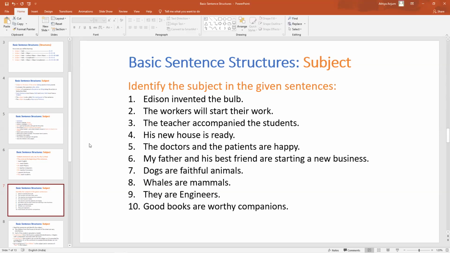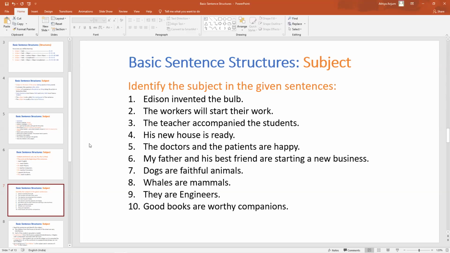The next one. The workers will start their work. So again, ask the question, who will start their work? What is the reply, the answer to this? The workers. So actually, workers is your subject, the is the attributive. So the workers, that is the subject, will start their work.